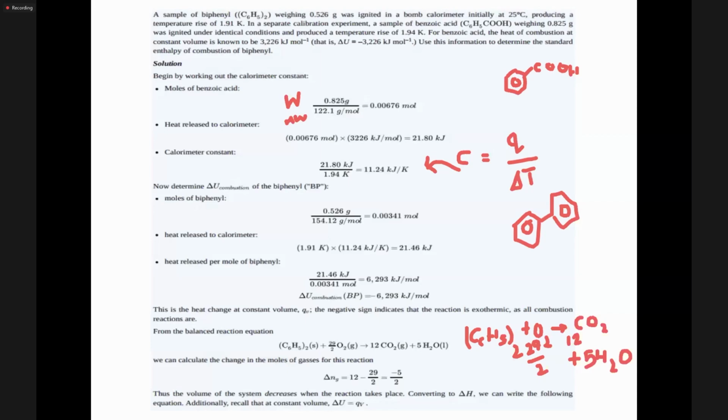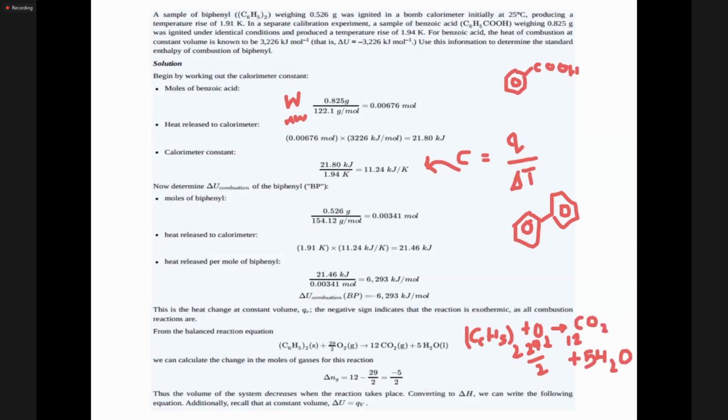Now on the right hand side, water is liquid, and on the left hand side, biphenyl is solid. The gaseous components are CO2 and O2. So if we calculate delta Ng, that is the change in the moles of the gases of the reaction, we have delta Ng equal to 12 minus 29 by 2. That will account for minus 5 by 2 or minus 2.5. Thus the volume of the system is actually decreasing when the reaction is taking place.